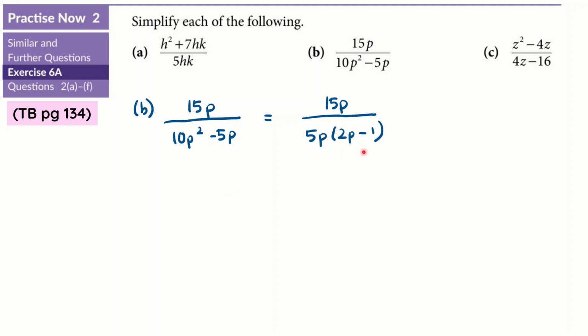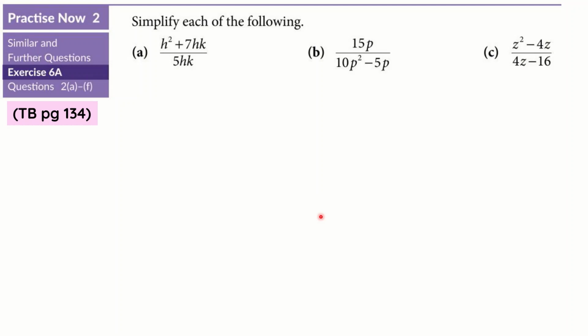minus 1. Then from here, I notice that there is a common factor in the numerator and the denominator as a whole, which is 5p itself, because between 15 and 5, there's a common factor of 5, and between p and p, I have another common factor of p. 2p minus 1 has no common factor in the numerator. And therefore, upon simplification, I will get the answer of 3 over 2p minus 1. And that will be the answer for part B.